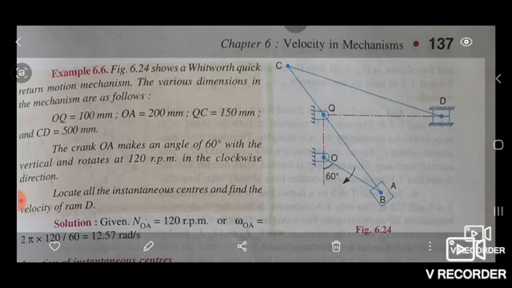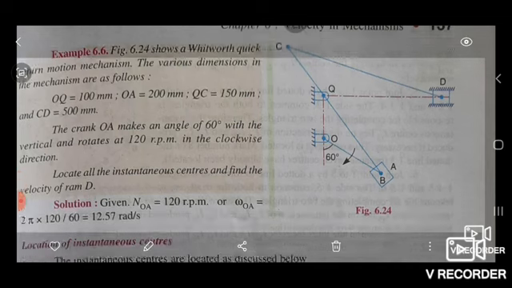The crank OA makes an angle of 60 degrees with the vertical and rotates at 120 rpm in clockwise direction. So here the position and direction are also given. Locate all the instantaneous centers and find the velocity of ram D.